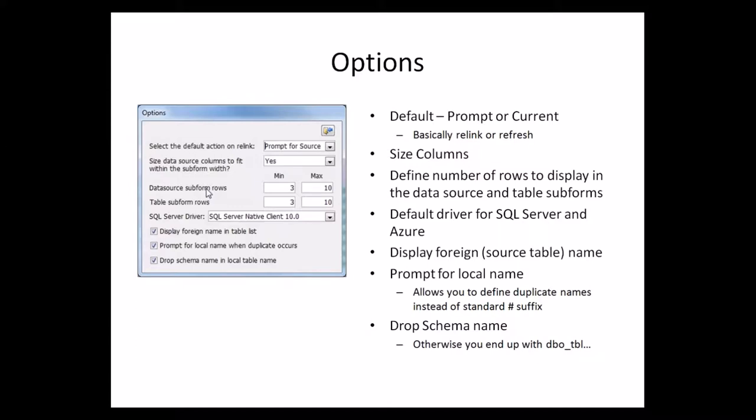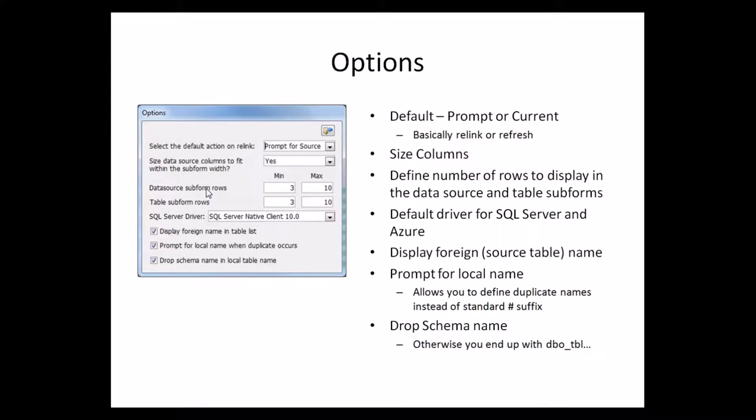Additionally, you can indicate whether you want to display the foreign name of the table in the list at the bottom of the page. You can check prompt for a local name. So if you try to link a table that already exists, Access by default will normally just append a one to the end of that. If you check prompt for name, it will ask you if you want to give it a name, and it will display the default, which would be that table name with a numeric value behind it. Otherwise, you can just type into the input box the table name you want to give it.